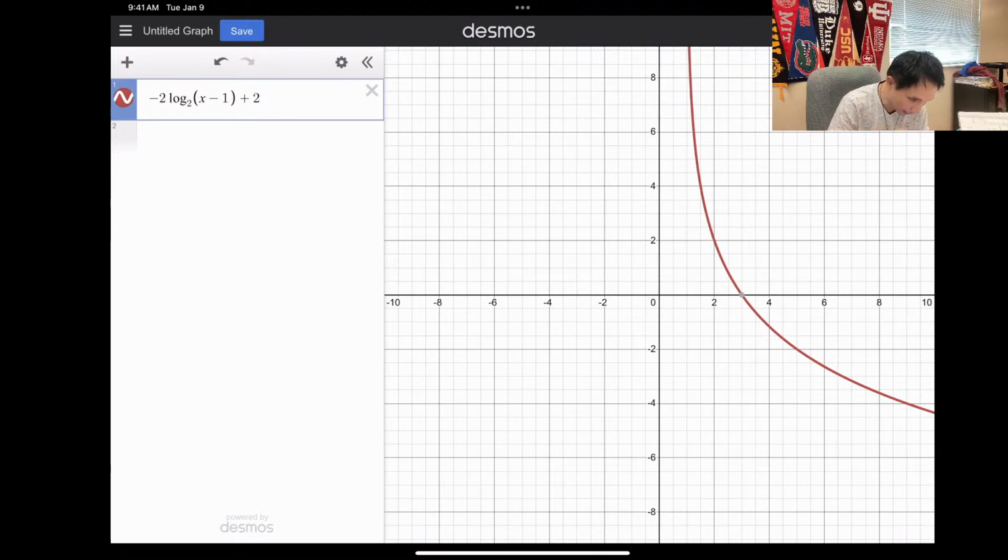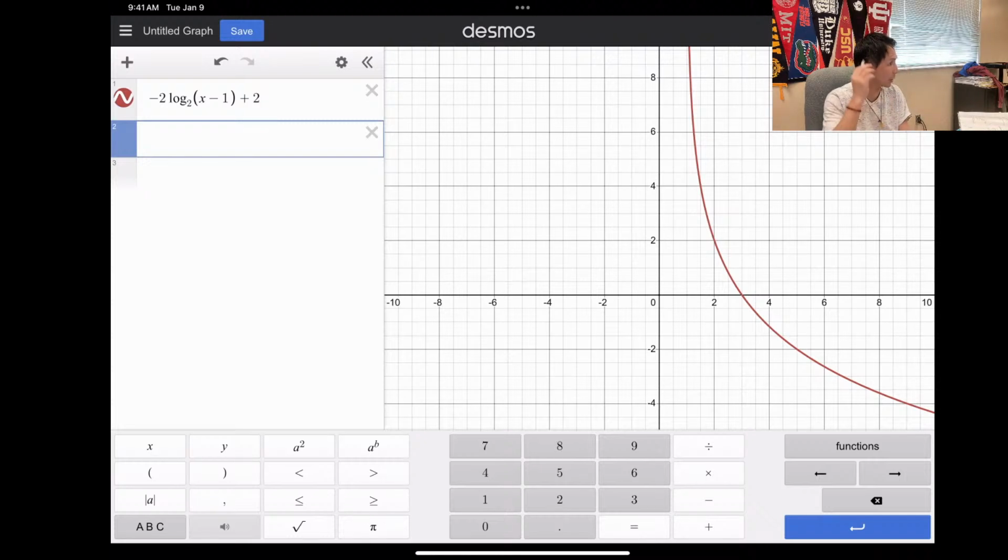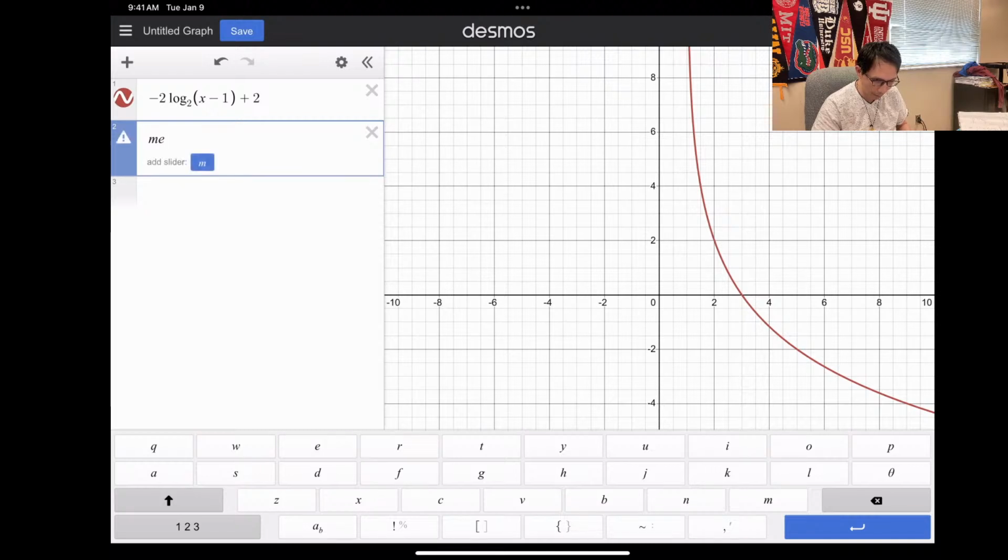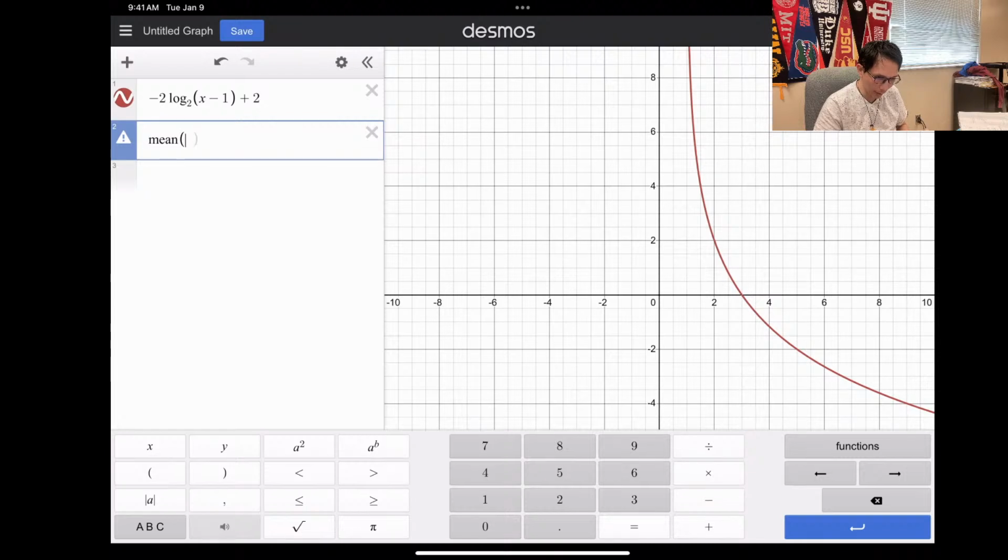Now, here's another thing. A lot of you guys have trouble finding the mean on the SAT. It's actually really easy. I think I taught you this before. You can just type in mean like this: 2, comma 3, comma 5. It will find the mean for you. Can you do median too? You can do median as well.